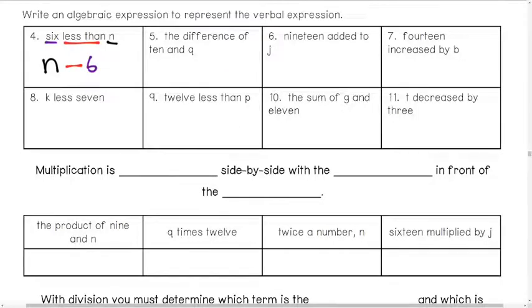Number 5, the difference of 10 and q. So difference is subtraction again. In subtraction we use the order that's there. So that would be 10 minus q.